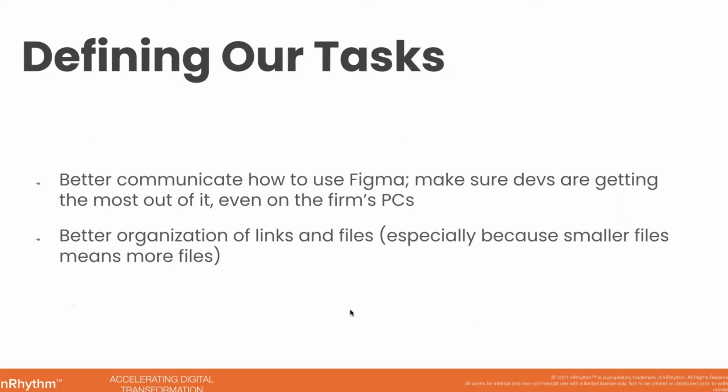So with this information, we decided to define what our tasks would be. Again, there was a limited amount that we could do in terms of changing the technology, but we felt like there are some concrete steps we can take. We decided that we want to better communicate how to use Figma, really make sure that developers are getting the most out of it, even if they are on the firm's machines, and better organization of links and files. One thing we had found was that smaller files work better on the firm's machines than larger files, but smaller files means more files. So just keeping track of everything and having really clear documentation was going to be important.